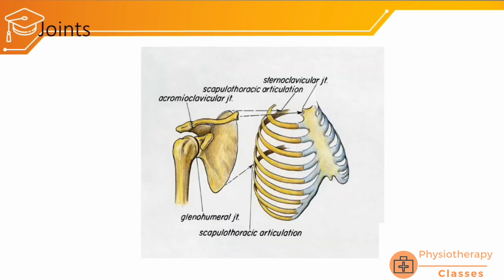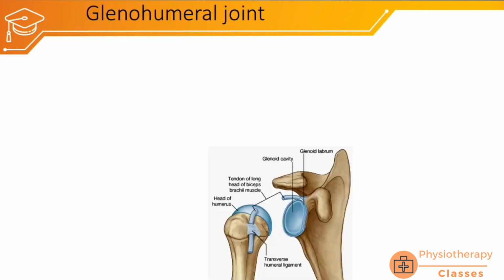Now coming to the joints of the shoulder complex. We already know there are four joints forming the shoulder complex: acromioclavicular joint, glenohumeral joint, scapulothoracic joint and sternoclavicular joint. Glenohumeral joint is one of the important joints of the upper limb and the most mobile joint of the upper limb. What type of joint is the glenohumeral joint? It is a synovial ball and socket type of joint.